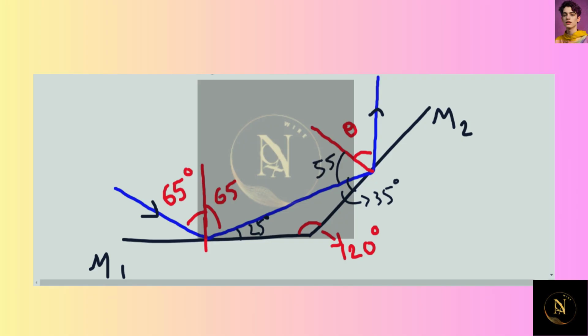And we can see finally that this 55 is actually the angle of incidence of our ray. And because this is a plane mirror, it should be equal to the angle of reflection. So the angle at which the ray leaves M2, so that's theta, should be equal to 55.